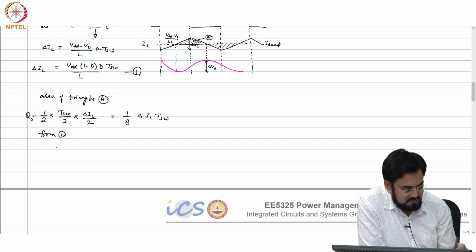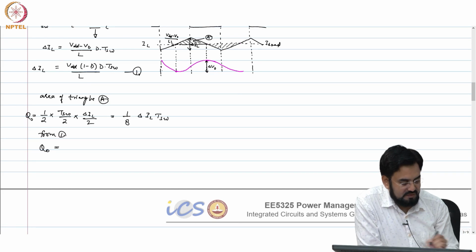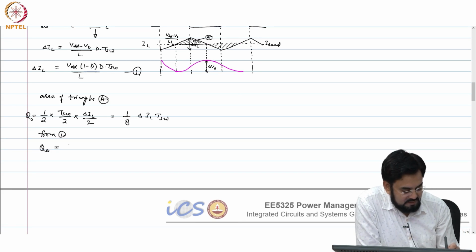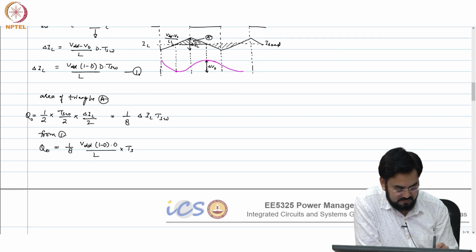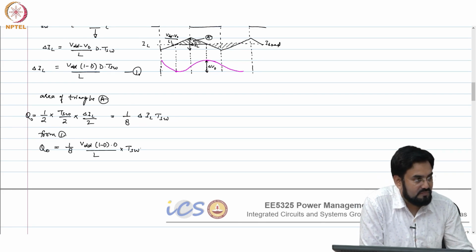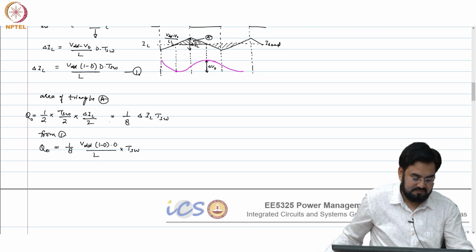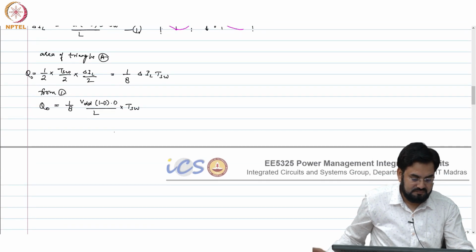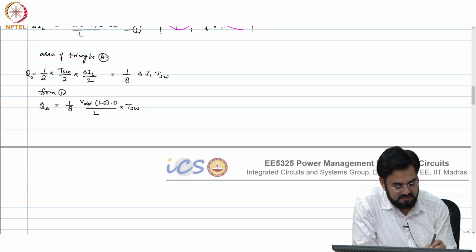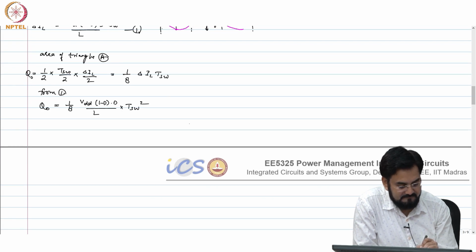delta IL, 1 by 8 over L, correct. Multiplied by, so TSW square, correct.